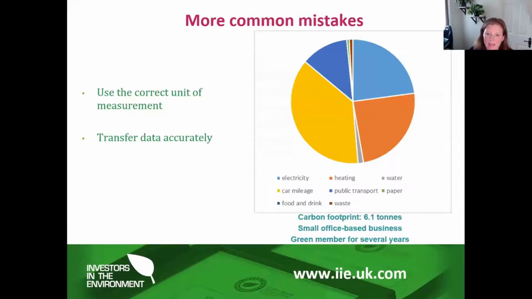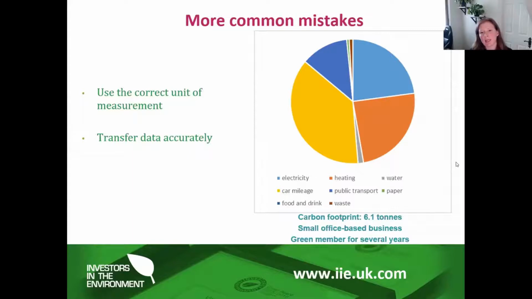Some more common mistakes: using the correct unit of measurement. The example I'm giving here: when I first looked at this carbon footprint, the total carbon footprint was much bigger, and the proportion of paper, which at the moment is quite a small sliver, was really quite significant. I can't remember how big, but it was strangely big. And paper's usually not all that significant when you're looking at scope 1 and 2 and a few scope 3 emissions. So I thought that was odd.